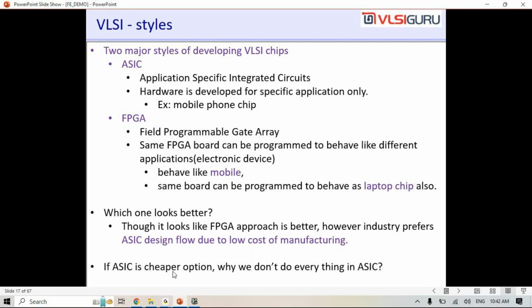Next question comes: if ASIC is the cheaper option, then why don't we do everything in ASIC? Tell me. Time taking, right? See, if I want a container house and I place the order today, within 1 week he will give me the container house. Let's say in my farm we want a container house because we don't want to build a permanent structure.